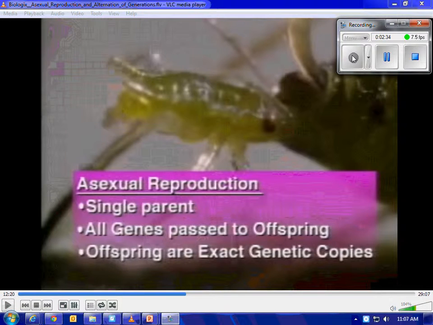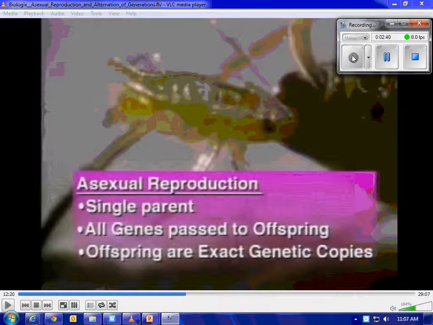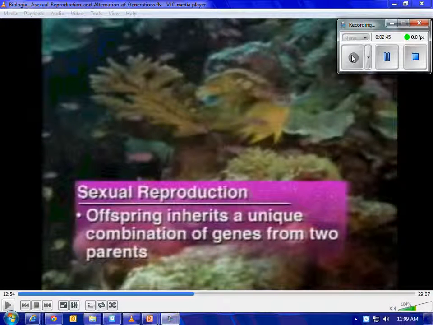One thing about asexual reproduction is that the offspring are always exact genetic copies. So a disadvantage of this is that there's no variety. Now we're on to sexual reproduction, and the strength of sexual reproduction is variety. As you see, a unique combination of genes from two parents.